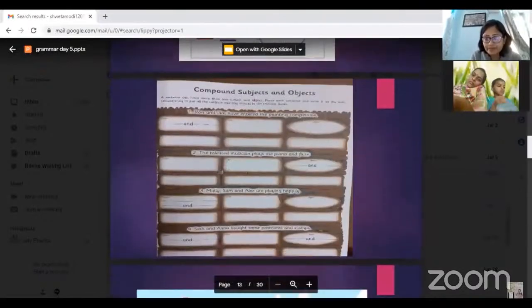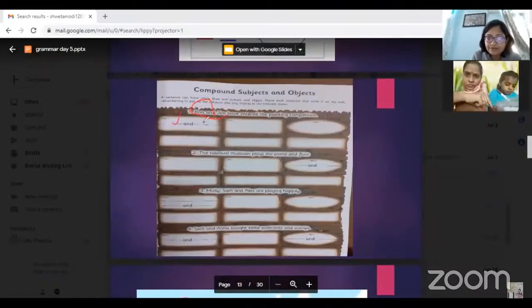Now, can you all tell me what is compound subject in the first sentence? Jim and Ron. So now here you will have Ron and here you will have Jim.